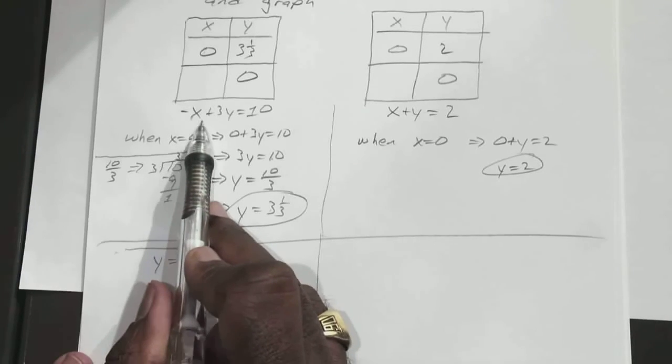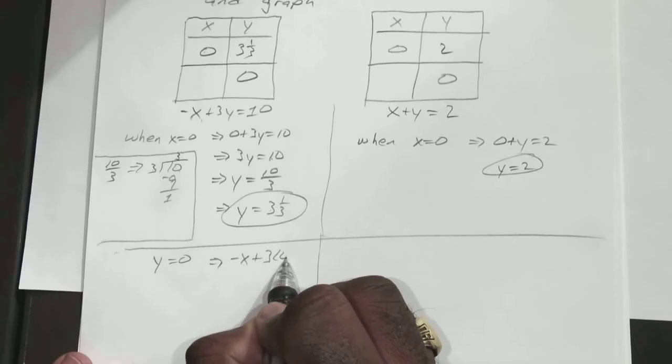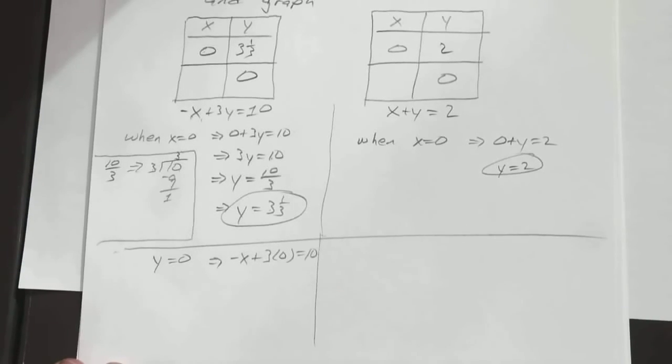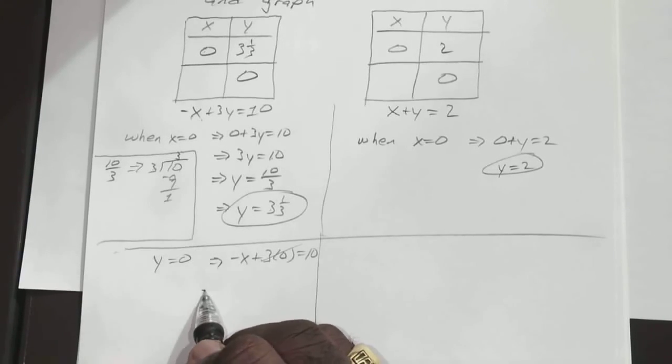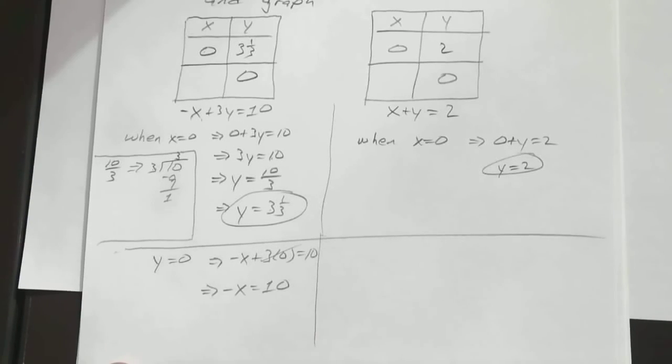that means you have negative x plus 3 times 0 equals 10. 3 times 0 is 0, so that disappears. So we have negative x equals 10. Multiply both sides by negative 1. You have x equals negative 10. Okay, so we can put our negative 10 there.